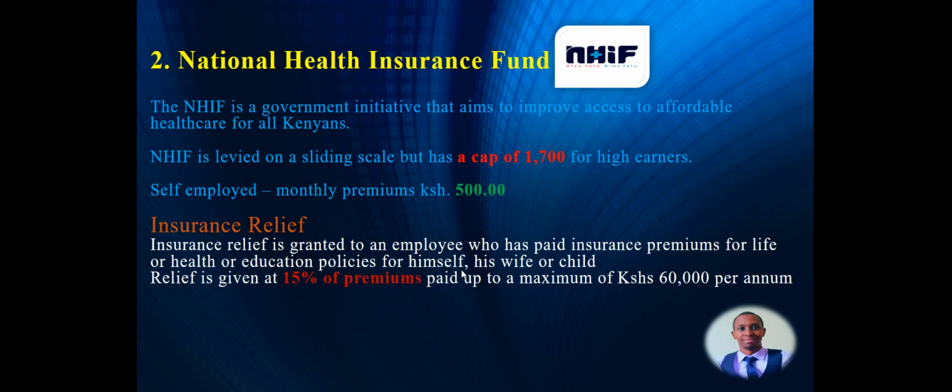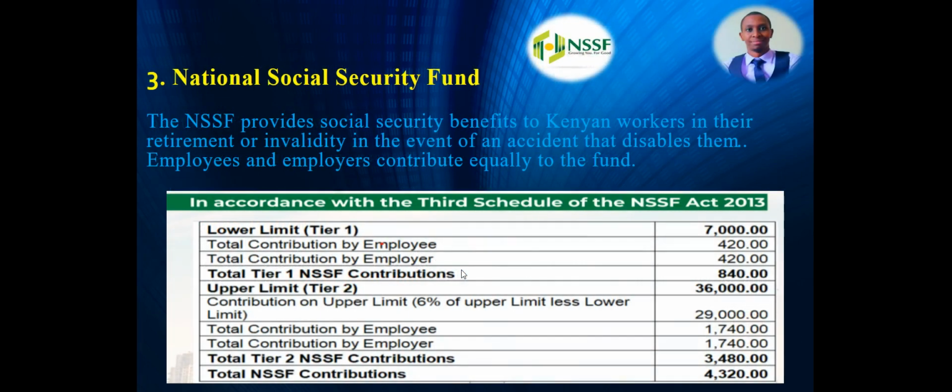Well, we look at the third component, which is the National Social Security Fund. This is a benefit to Kenyan workers in their retirement, or in cases where an accident may disable you or the employee, God forbid, when that time happens. There is a schedule that also shows you how this is computed, and towards the end of this video, we'll look at the computation, the tiers.